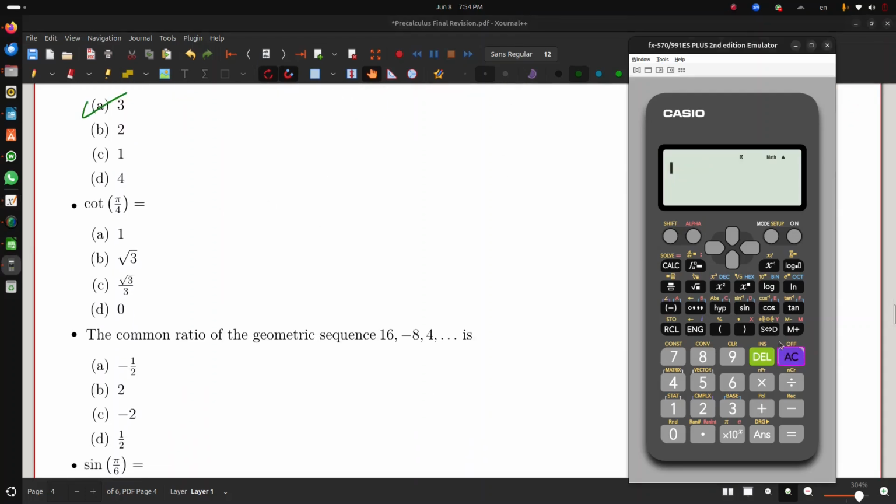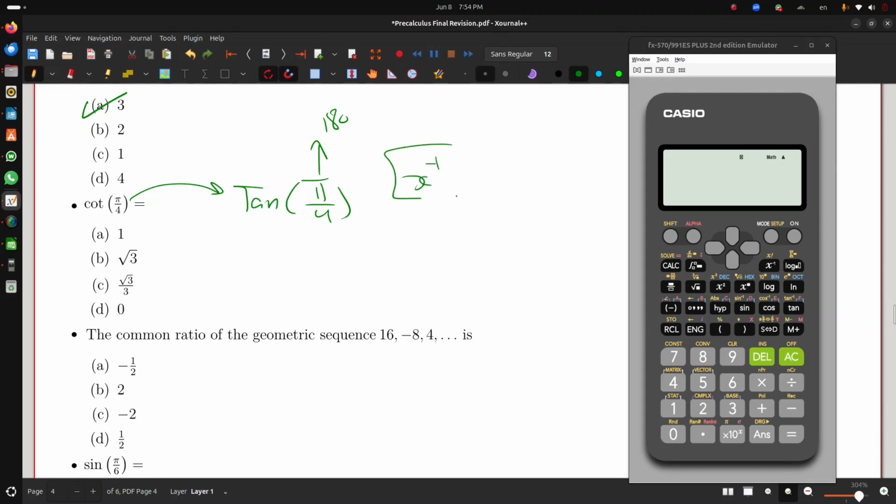Next, cotan pi over 4. Okay, we don't have cotan, but we already know this. To get cotan, you will get the answer for tan pi over 4, and you will just replace pi with 180. And after getting the answer, just get the reciprocal, and you're done. So this is what we're going to do. Tan, and instead of writing pi, we'll write 180, so that we avoid changing the system of the calculator from degrees to radians. So 180 over 4 equals 1. Get the reciprocal, it's 1. So it will be letter A.